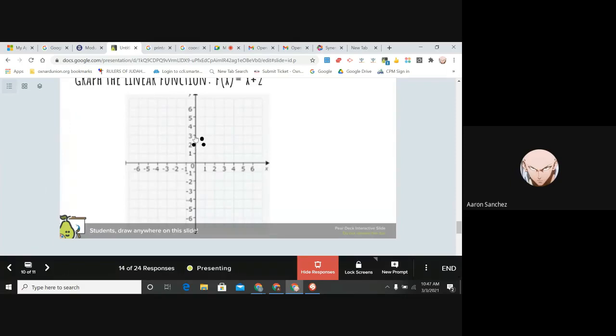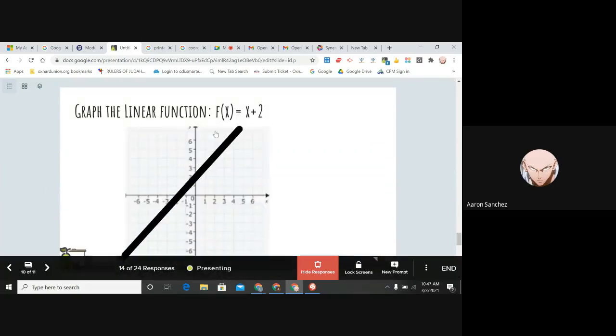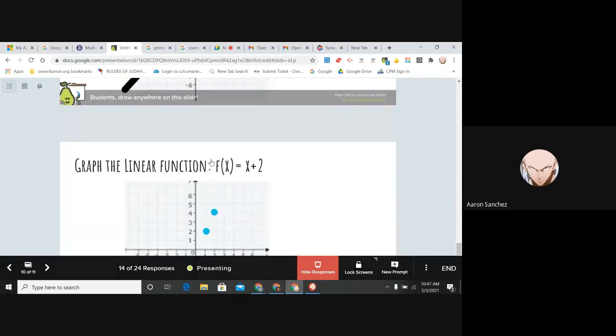Go up 1, over 1. There you go. Up 1. There you go. Perfect. Over 1. There you go. That's it. Perfect. Right here. Here's the line. Right at 2. Up 1, over 1. Up 1, over 1. This is awesome.